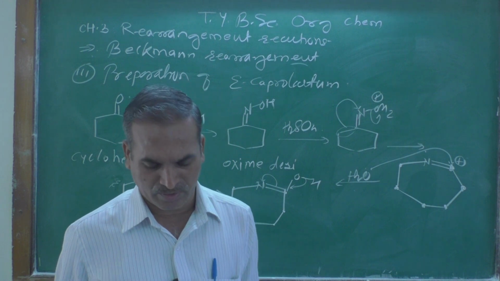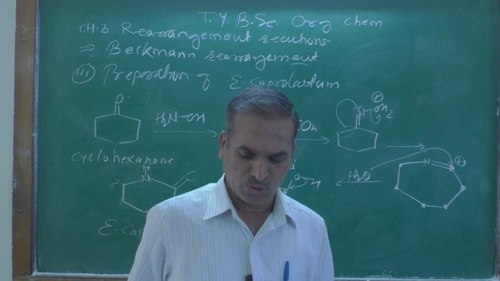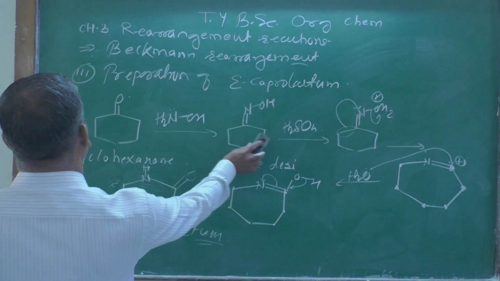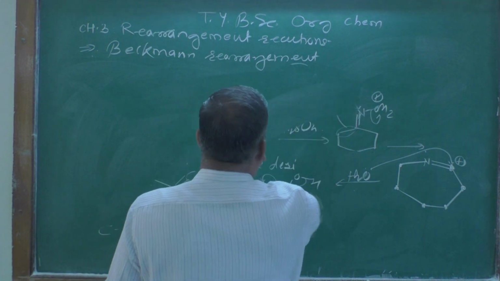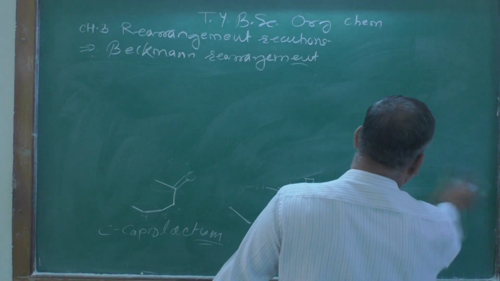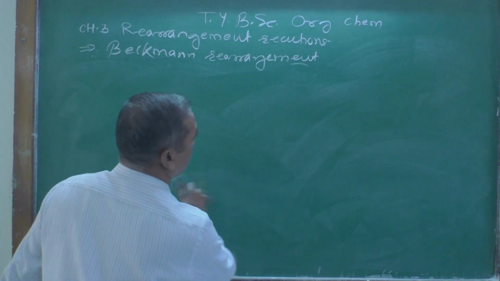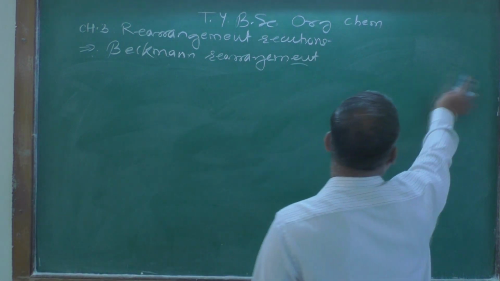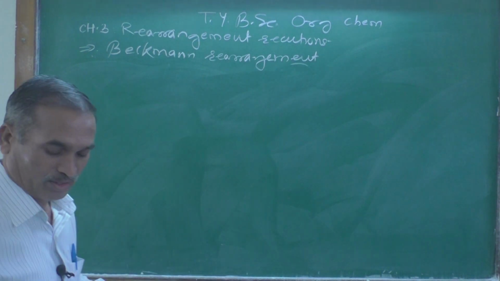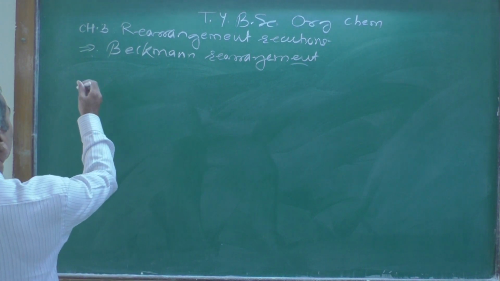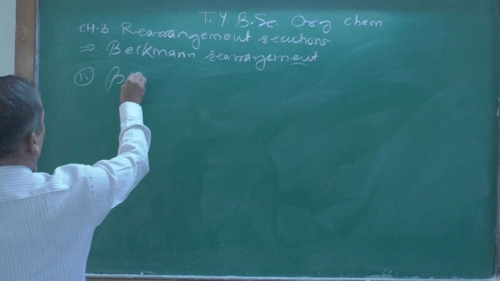Now another example we are going to learn here. Let us see benzophenone to benzanilide. This is the fourth example we are going to learn over here. So let me clean the board first, and then we will see that example. Now the other example, the fourth example, I think, is the preparation of benzophenone to benzanilide.